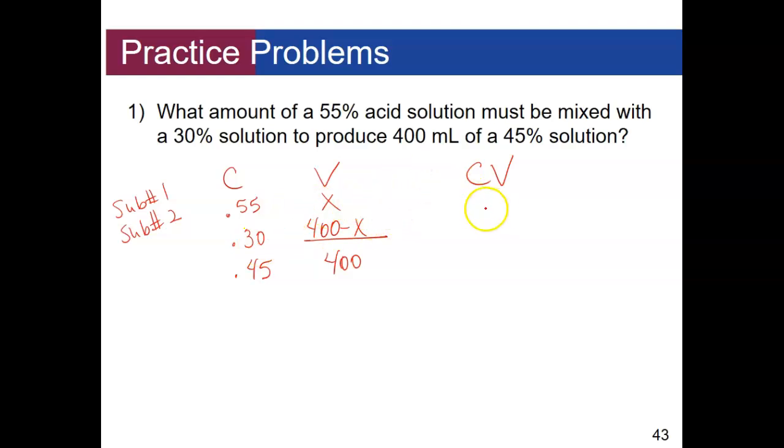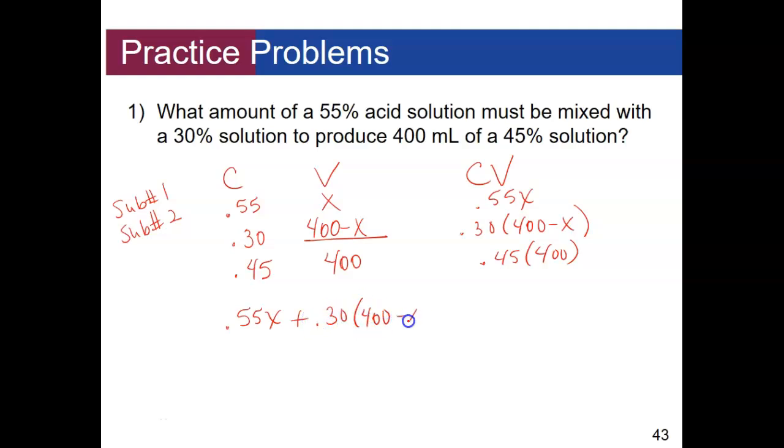So we're going to multiply these through, and we'll have 0.55X. Here we'll have 0.30 times 400 minus X. And then here we're going to have 0.45 times 400. And that's going to give us our equation. We're going to have the first two substances combined together gives us the last substance. So 0.55X plus 0.30 times 400 minus X, and that's going to equal 0.45 times 400.